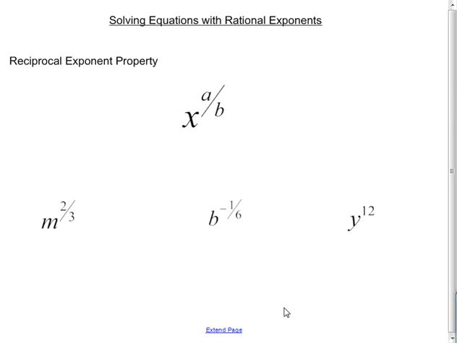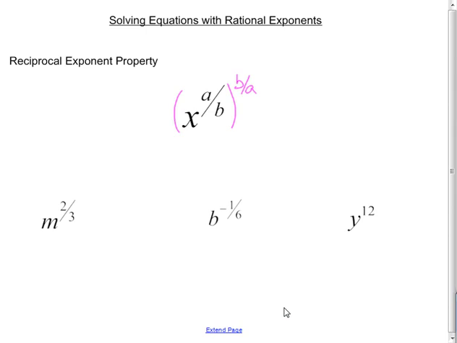For us to be able to move into problems such as this, we need to be aware of something that I'm going to call the reciprocal exponent property. We're going to take a look at it here on this expression, x raised to the power of a over b. A over b is a rational exponent because it's written as a fraction. Therefore, it is rational. Now imagine somebody said we're going to take this expression and raise it to the b over a.